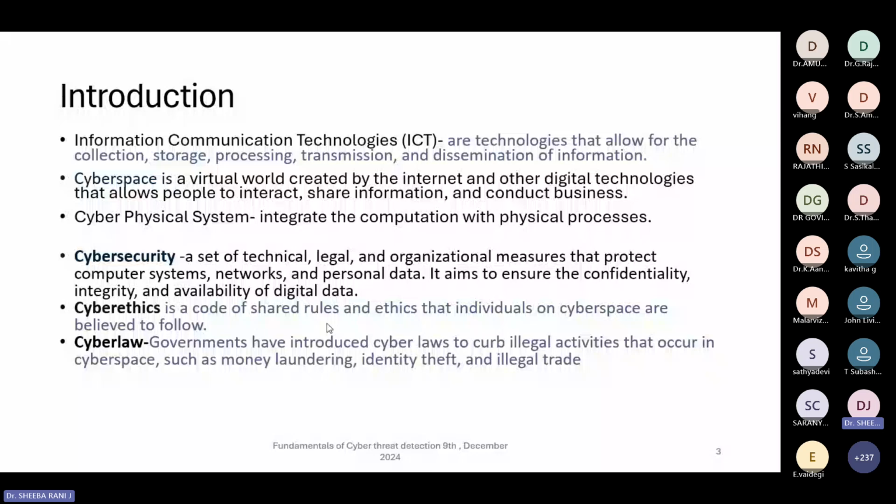Governments have introduced cyber laws to curb illegal activities that occur in cyberspace, such as money laundering, identity theft, and illegal trade. So now we are talking about cyber security, fine, but some insight of that we can see.